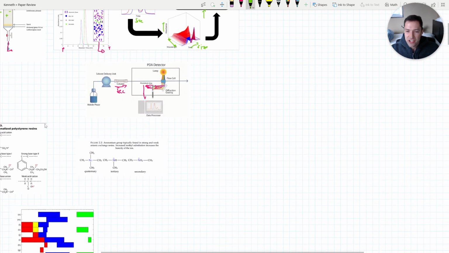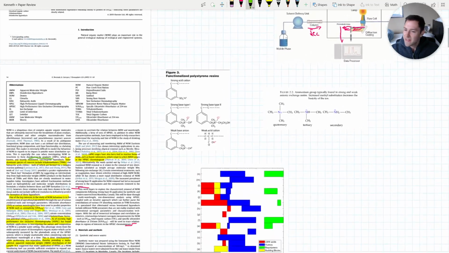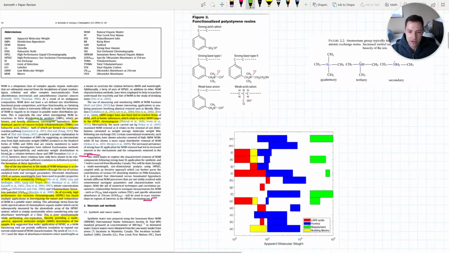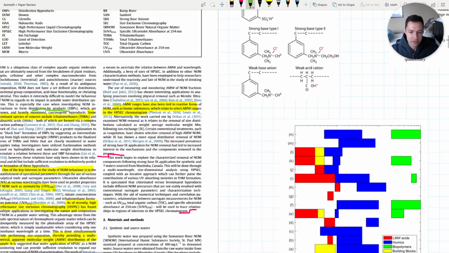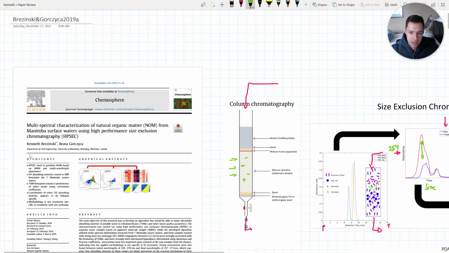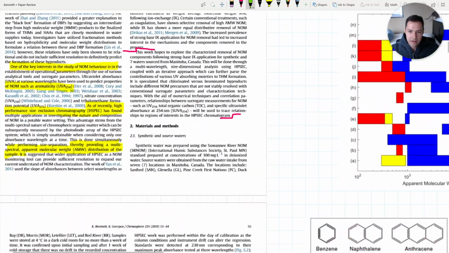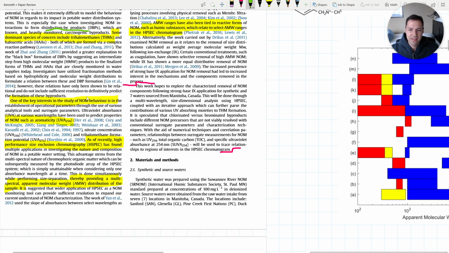So all we can do is very generally characterize them in different ways, and that's a big concern when we're focused on water treatment: how can we best characterize water. So we're going down here. This is just to say that in the study of natural organic matter behavior, natural organic matter just refers to all the substituents, all the compounds in the water that are natural in origin.